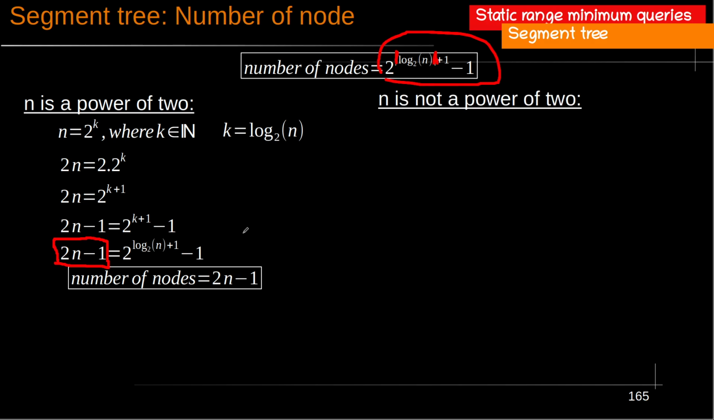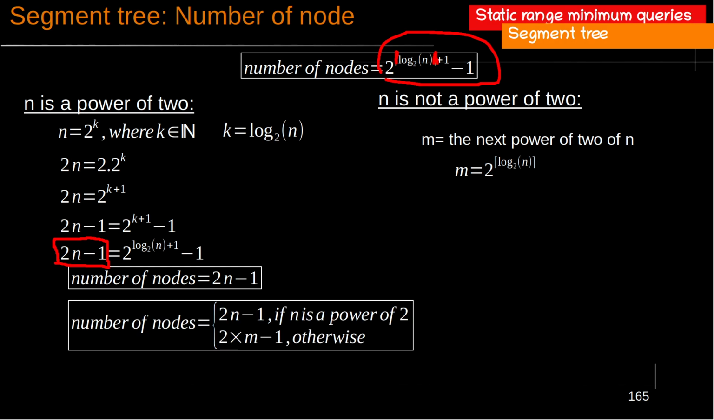What if n is not a power of 2? Same here. We adjust the ceiling. We compute the next power of 2 of n, which is m. So m is equal to 2 power the ceiling of the log base 2 of n. So the number of nodes is equal to 2 times n minus 1 if n is a power of 2, or 2 times m minus 1 otherwise, where m is the next power of 2 of n. Really easy, as you see.